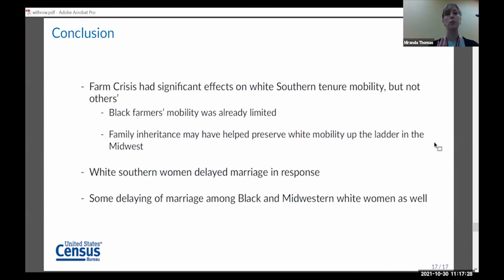Okay, so in conclusion, what I show is that the farm crisis had significant effects on white Southern tenure mobility, but not others. This is due in part to Black farmers' mobility already being limited, and also the role of family inheritance that may have helped preserve white mobility up the ladder in the Midwest. I show that white Southern women delayed marriage in response, in what seems to be a reaction to white men's delayed tenure mobility. But there is also some delay of marriage among both Black and Midwestern white women, likely reflecting this lack of opportunity for marriage in farming communities, and also the importance of the combined household during economic crisis. And that's it. Thank you.